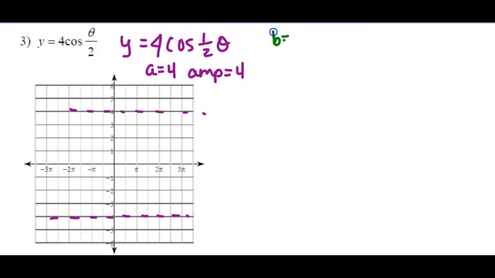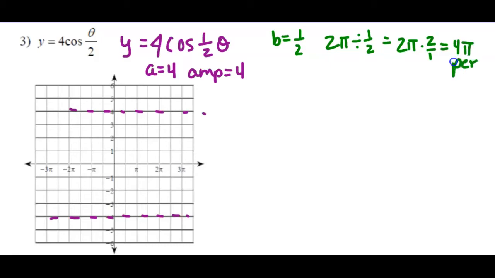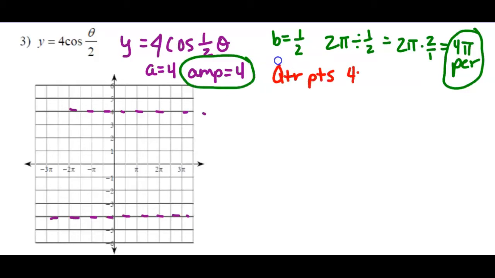And then the B is 1/2. So 2 pi, the normal period, divided by 1/2 would be 2 pi times 2 over 1, or 4 pi. And that's our new period. It should finish one cycle by 4 pi. Okay? The quarter points are the period divided by 4, which, lucky for us, means they're going to happen every pi. So it's going to be pi plus another pi plus another pi plus another pi. So that's where those quarter points are going to happen.